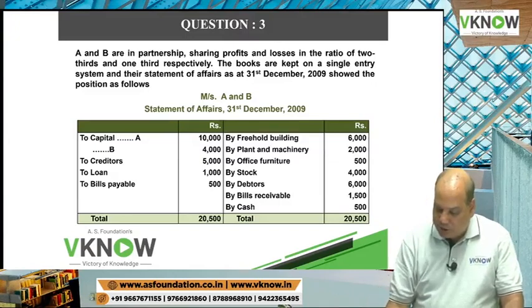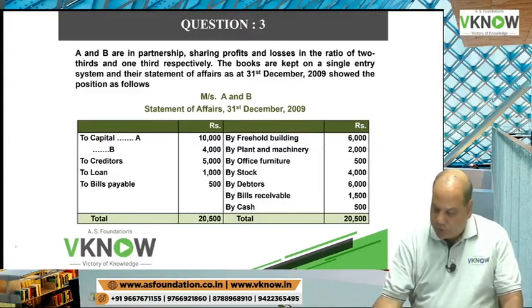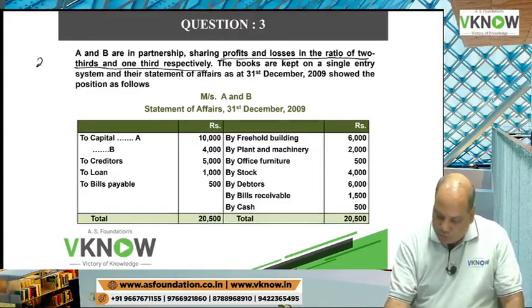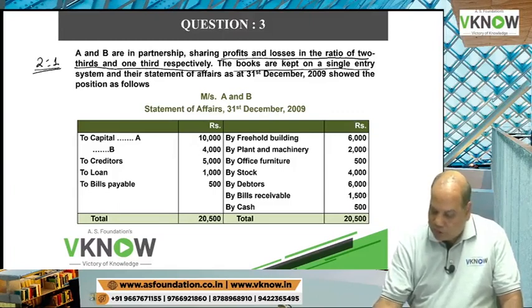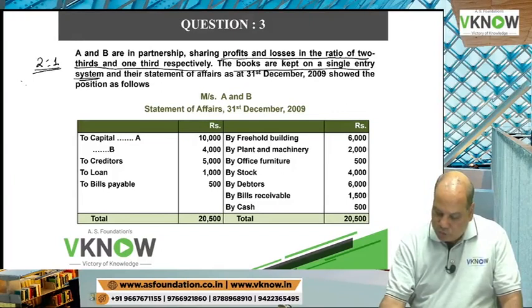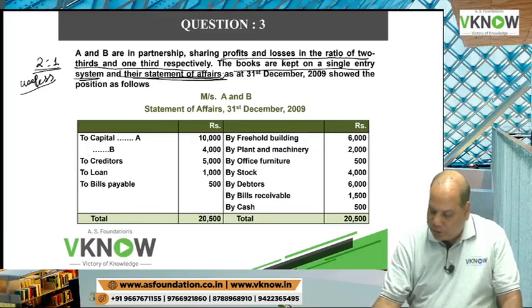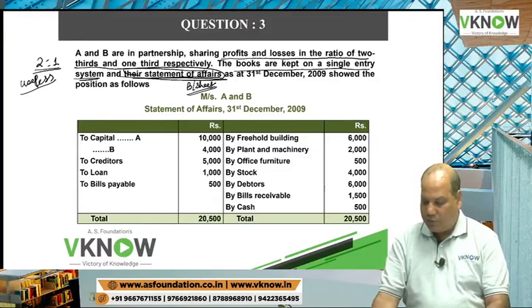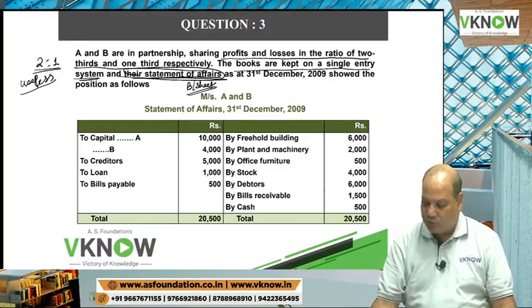A and B are in partnership, sharing profits and losses in the ratio of 2:1, that is 2/3, 1/3. Books are kept on a single entry system. Their statement of affairs, which means a rough balance sheet, as on 31st December 2009 showed the following position.